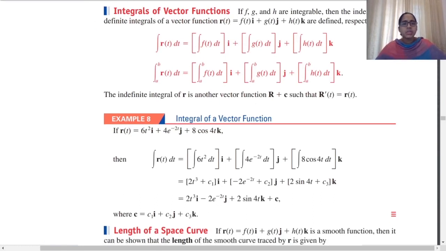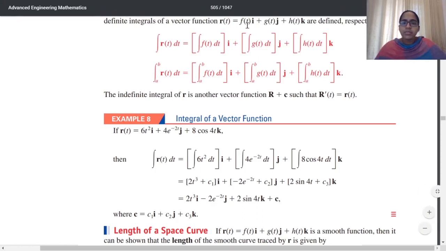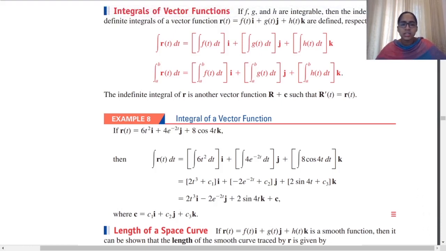Similar to the differentiation part, the differentiation of a vector function will be the differentiation of the component functions that is present in that particular function, and similarly the integration will be the integration of the particular component functions. So if f, g and h are integrable functions, then the indefinite and definite integrals of a vector function r(t) = f(t) i + g(t) j + h(t) k are defined by the integral of r(t) dt is equal to the integral of f(t) dt i plus the integral of g(t) dt j plus the integral of h(t) dt k.